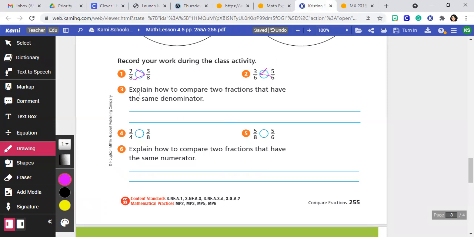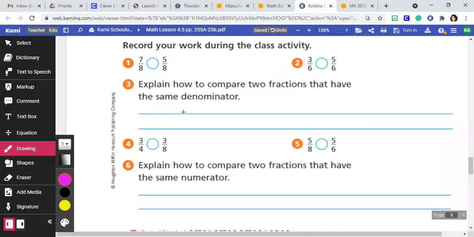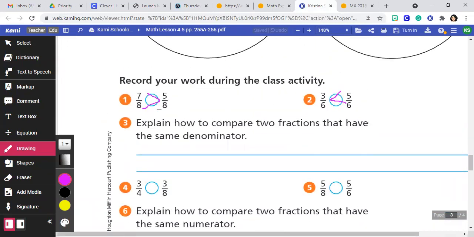Now here's where we need to make an explanation: how to compare 2 fractions that have the same denominator. Well, let's take a little look at this investigation. I am misspeaking all over today. If you look at the denominators, both of these examples have the same. Now let's look at the numerator. 7 is greater than 5, and our symbol is opened up towards the 7/8. 5 is greater than 3, and our symbol is opened up towards the 5/6.